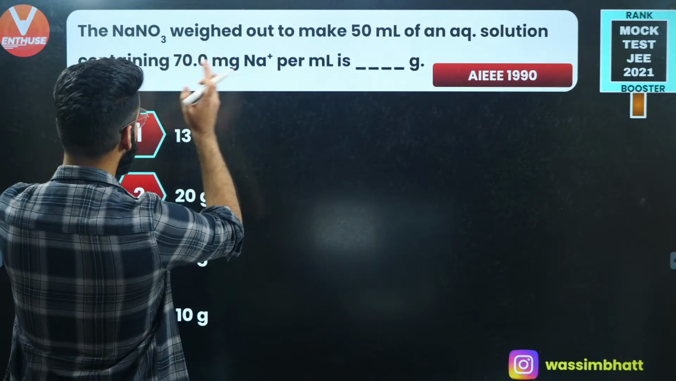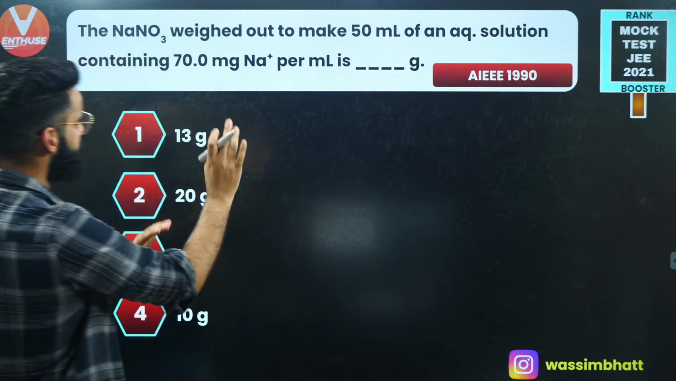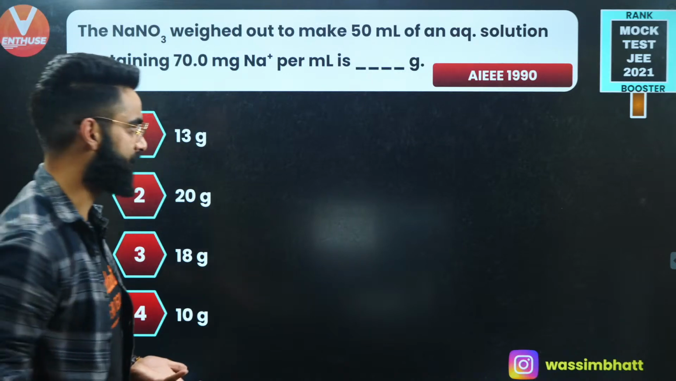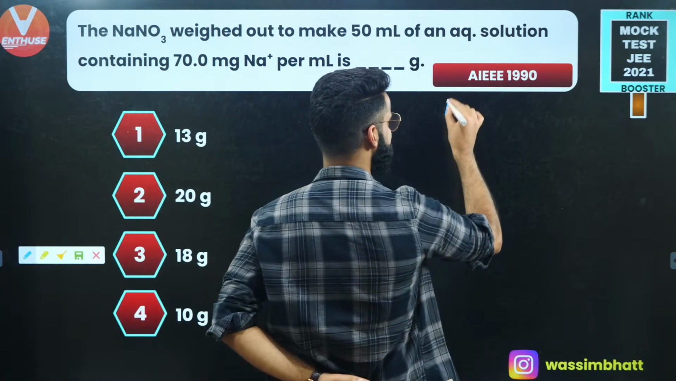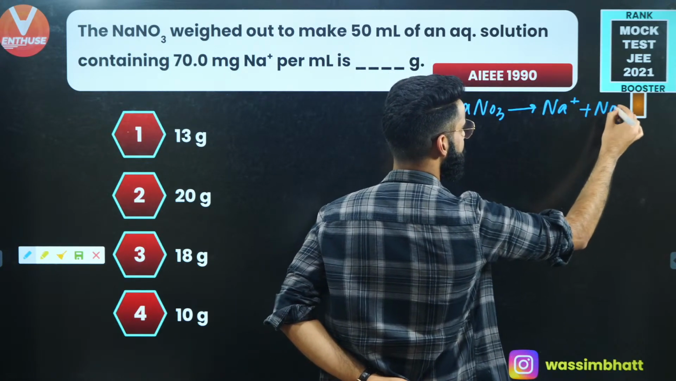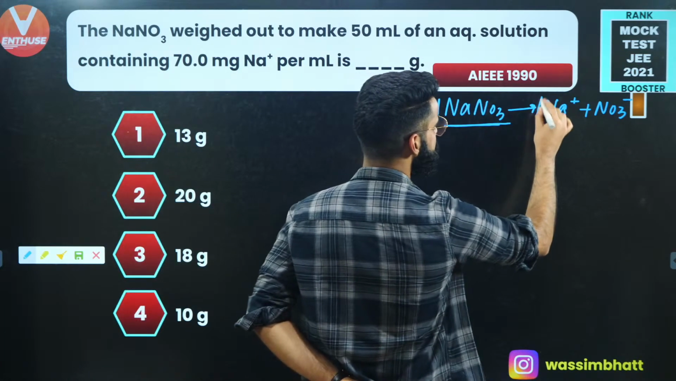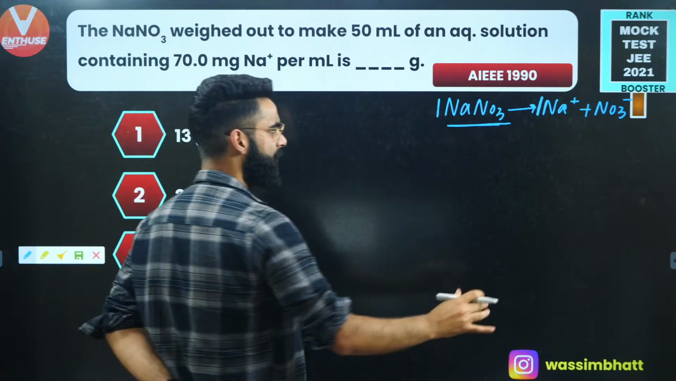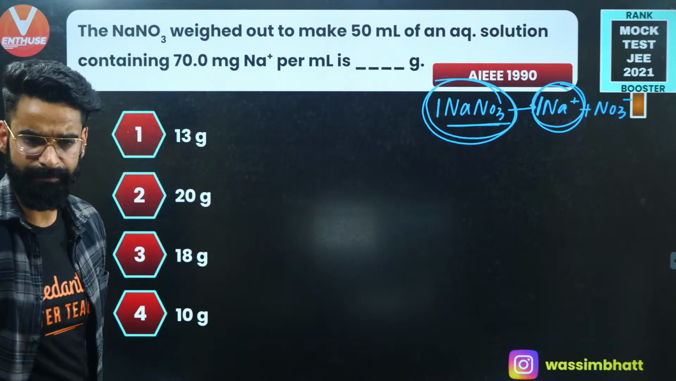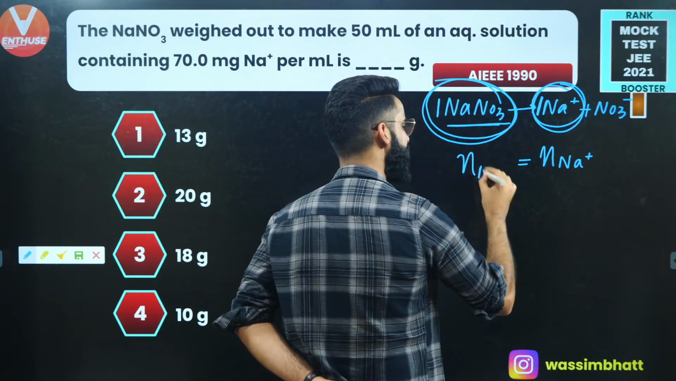The NaNO3 weighed out to make 50 ml of an aqueous solution containing 70 milligrams of Na+ per ml, right? So basically, I've got a solution of NaNO3. NaNO3 is a strong electrolyte, so it would have got dissociated as Na+ plus NO3-. The stoichiometric coefficients are 1:1. So can I say in the solution, whatever will be the moles of Na+, same will be the moles of NaNO3, because the stoichiometry is 1:1, right? So first thing, in the solution, the moles of Na+ will be equal to the moles of NaNO3, point number 1.